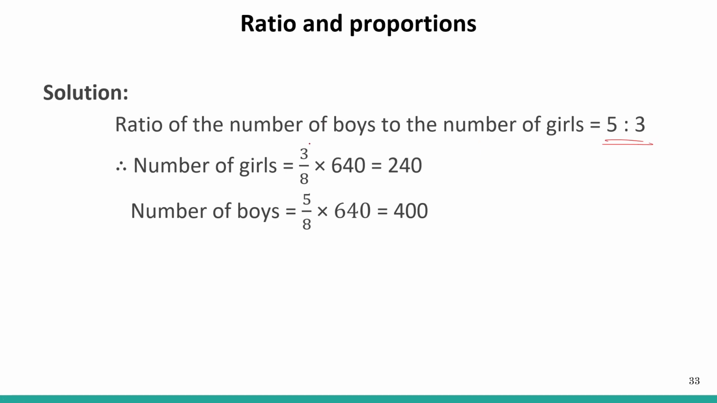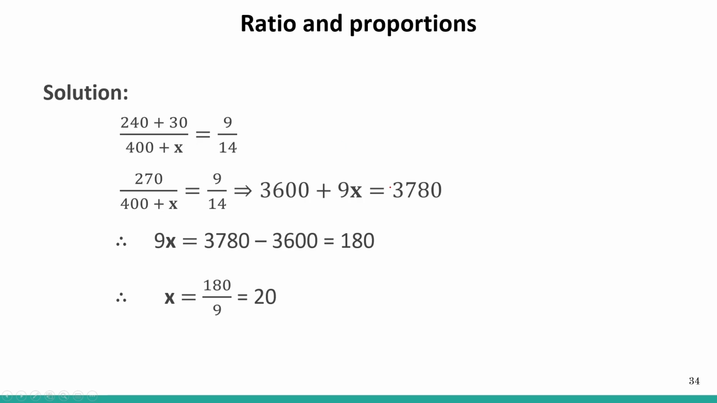So the number of girls is equal to what? 3/8 into 640. That will be 240 because this will be 80. So this becomes 240. So number of boys is 5/8 into 640. So this is again 80. This becomes 400. So 400 is the number of boys in the classroom and number of girls is 240. Okay. So 240 plus 30 by 400 plus x. That is, we assume x to be the number of boys added to get the final ratio 14:9.